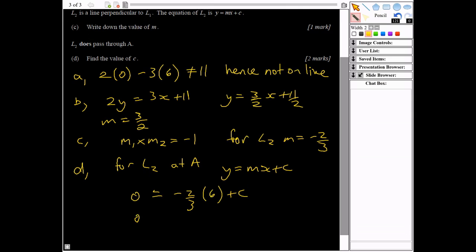I would get 0 is going to be, so that's going to be 12 over 3, so that's going to be minus 4 plus c. So c is equal to 4. That would be the end of the question. That's the answer there. It hasn't asked me for the equation. If it did ask me for the equation, I would just say that y is equal to minus 2/3 x plus 4. And that would be the equation for line L2.